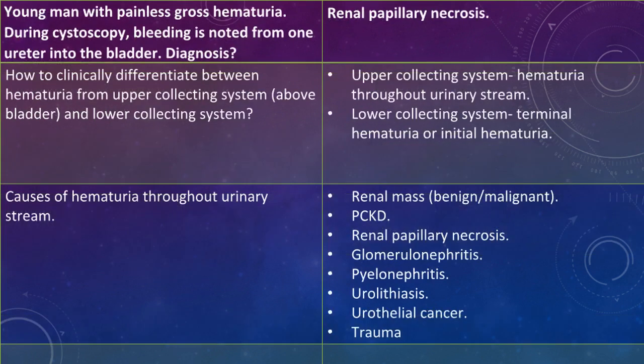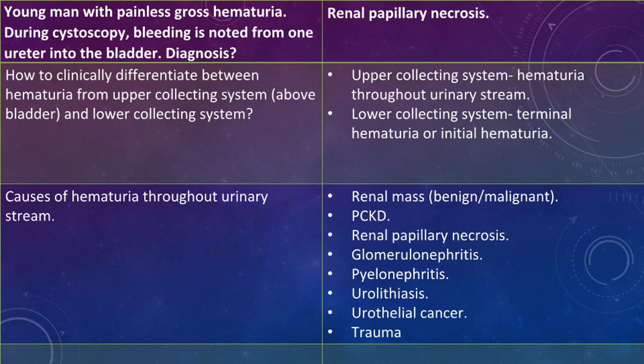Young man with painless gross hematuria. During cystoscopy, bleeding is noted from one ureter into the bladder. Diagnosis? Renal papillary necrosis. How to clinically differentiate between hematuria from upper collecting system, above bladder, and lower collecting system. Upper collecting system: hematuria throughout urinary stream. Lower collecting system: terminal hematuria or initial hematuria.